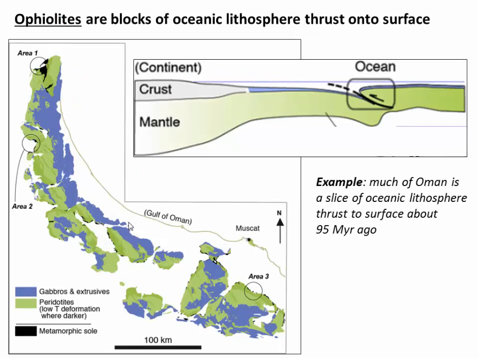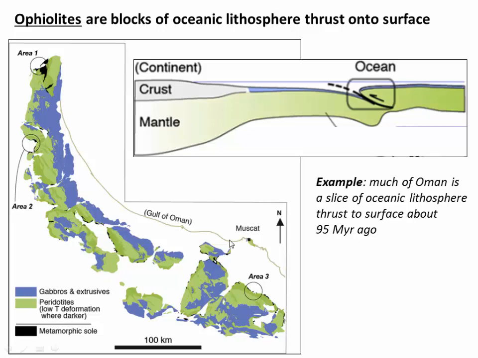So I want to start by taking you to Oman, where nearly the entire country of Oman is covered with what's called an ophiolite. An ophiolite is essentially a slice of oceanic lithosphere that was thrust up from the base of the ocean and onto the surface where it is exposed today. So if you look at this geologic map of Oman, all the blues are gabbros, which represent cooled magma at the base of an oceanic crust, and all the greens are peridotite, which represent lithospheric mantle that was actually accreted onto the base of the oceanic crust.